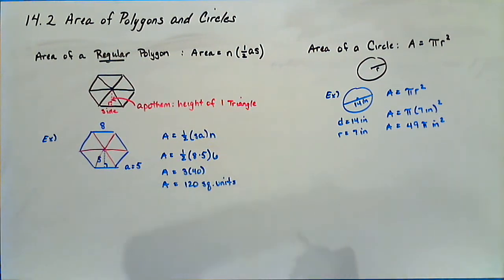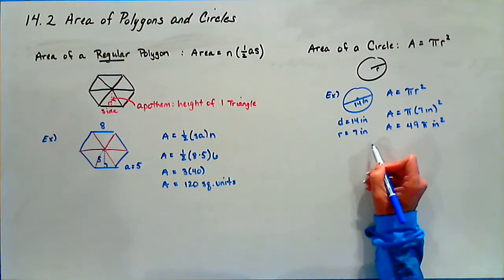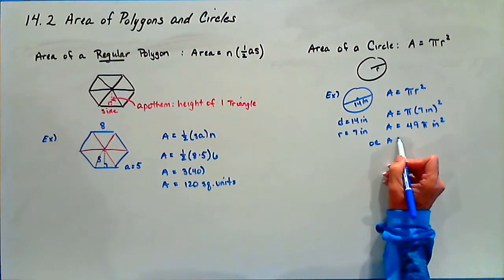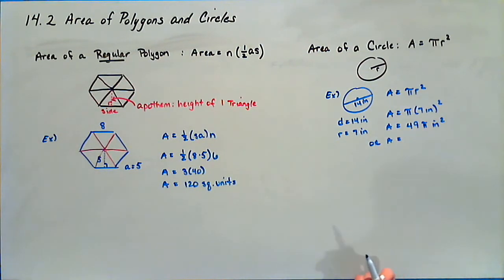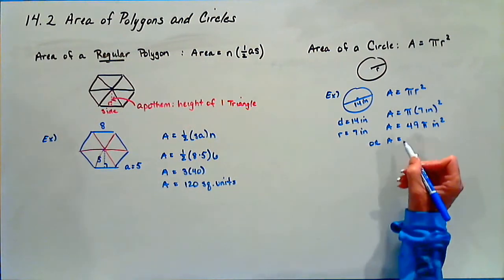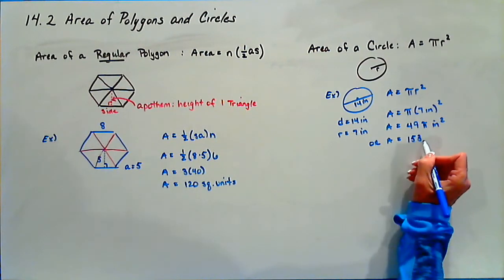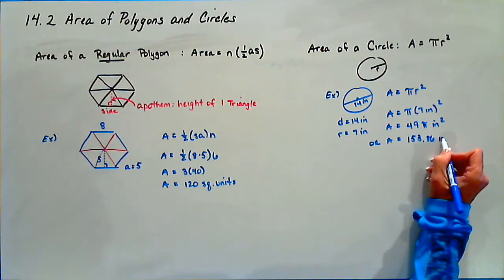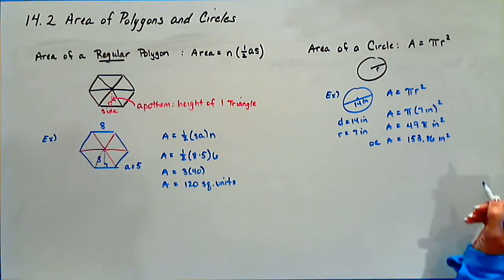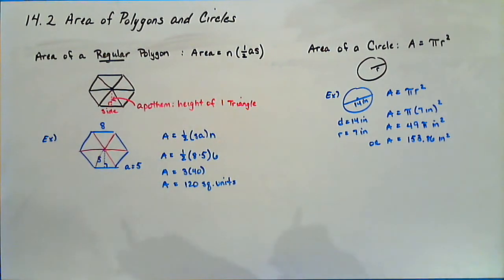Or if they're asking you for a decimal value, here's your exact answer. Or if we use 3.14 since we're talking about measurement, we would end up with 153.86 inches squared if you use 3.14 for pi. Well, that's all the shapes. Now we can do some things with the shapes.